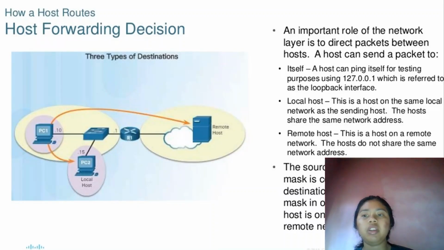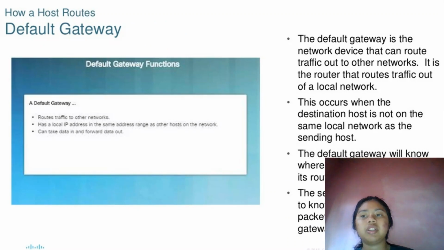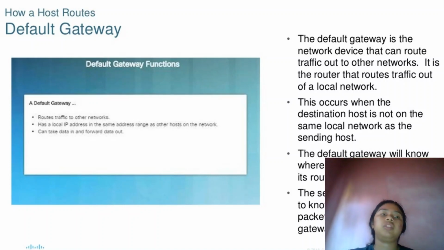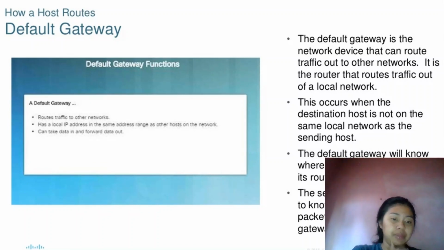Routing. Host forwarding decision. Default gateway. The default gateway is the network device that can route traffic out to other networks. It is the router that routes traffic out of a local network. This occurs when the destination host is not on the same local network as the sending host. The default gateway will know where to send the packet using its routing table.